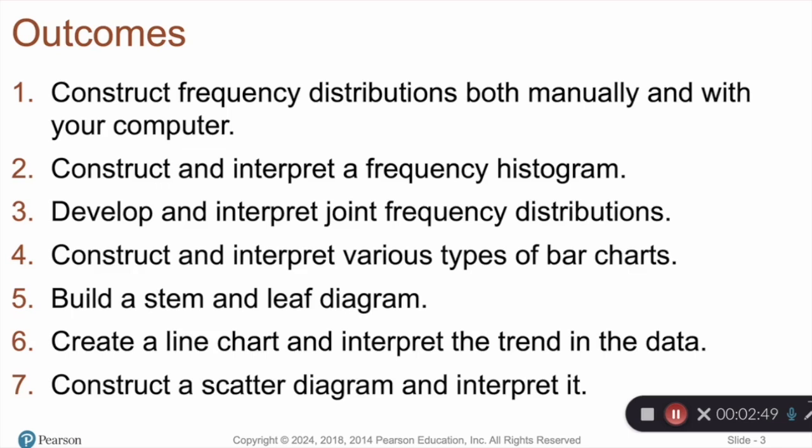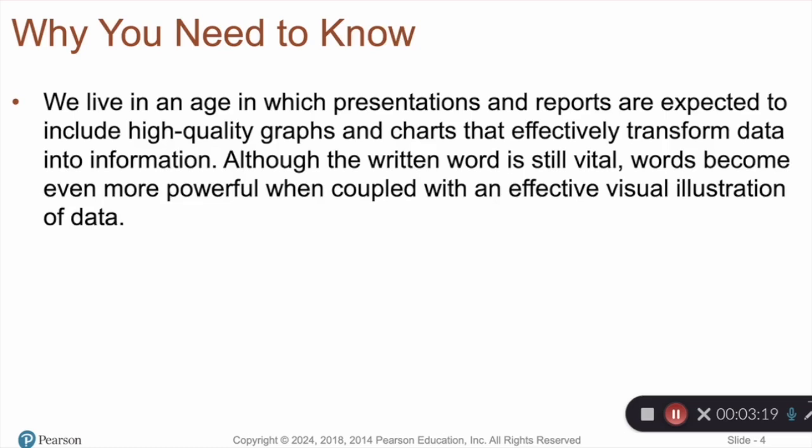It's to construct frequency distributions, construct and interpret frequency histograms, develop and interpret joint frequency distributions, construct and interpret various types of bar charts, and create line charts, and probably we will cover the scatter diagram. So this is going to be my lecture about organizing and visualizing data.